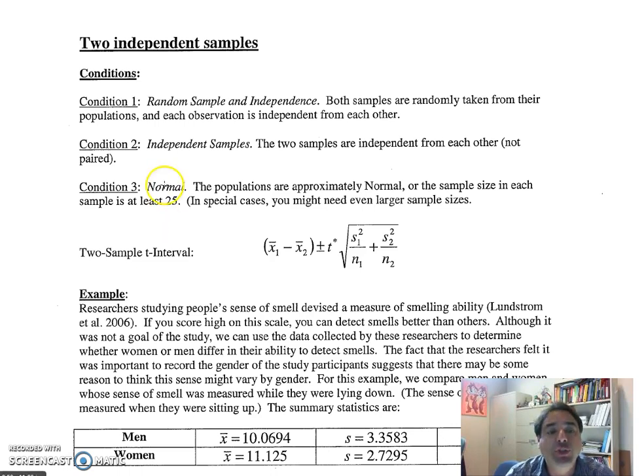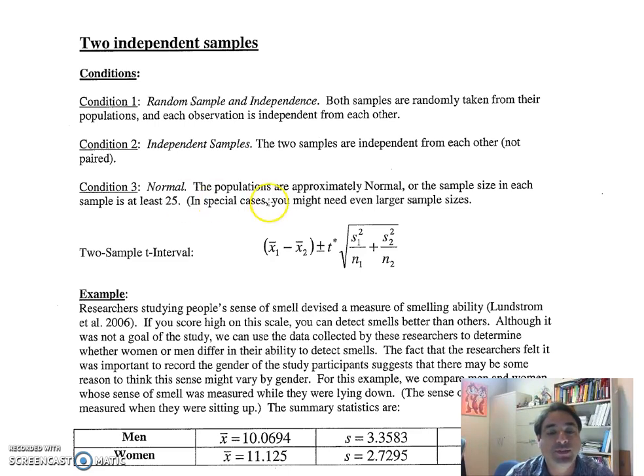Here we're going to be looking at two separate groups, two independent samples. So the conditions are going to be that they are random and independent from each other. They have to be two separate independent groups. And again, we want to make sure that we have at least 25 to make sure they're normal.